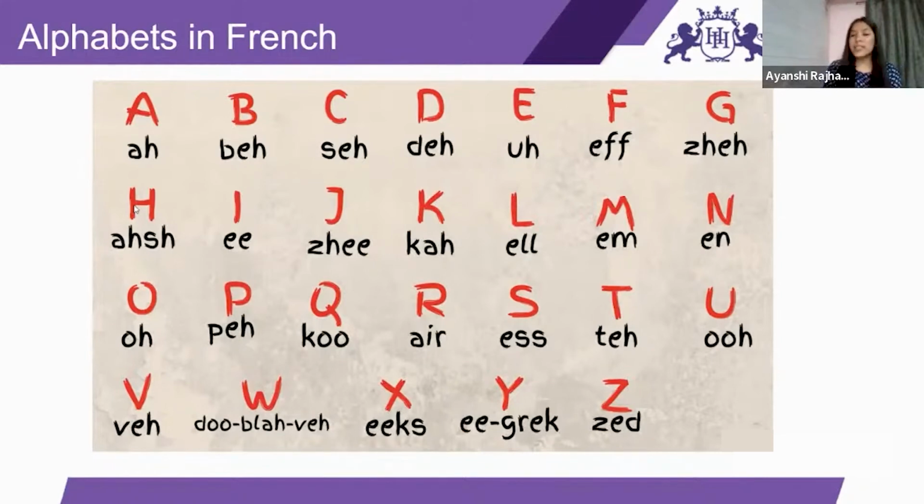After T, the next alphabet that we have with us is the U. The pronunciation of U is U. Okay, it's like U, U, U, like this. After U, the next alphabet is the V, and the pronunciation of V in French is V.